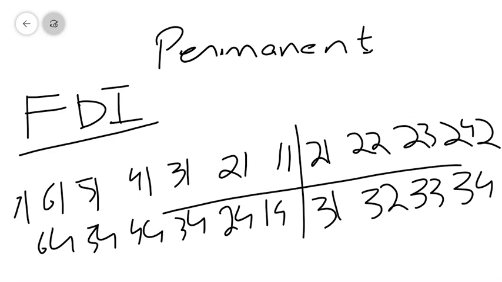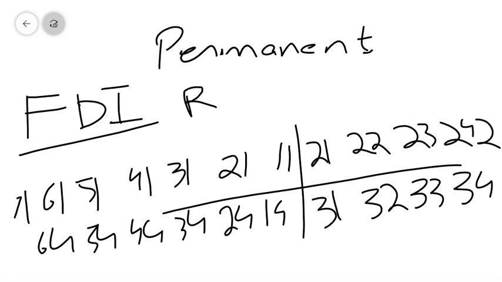Now this is how you do the FDI numbering system for the permanent dentition. For the right hand side, first you write down 1, 1, 1, 1, 1. 1 basically means that it's the first quadrant, the maxillary right hand side teeth. And then after 1, you write down 1, 2, 3, all the way till 8. And for the left hand side of maxillary teeth, 2, 2, 2, 2, 2 represents the maxillary left hand side. And after 2, you write down 1, 2, 3, 4, up to the 8.